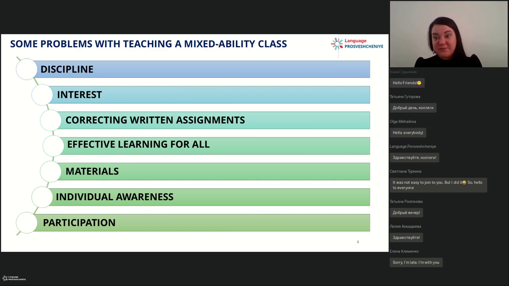And the last but not the least one, participation. When you feel you cannot activate all the students, you can only activate a few students. The more proficient, of course, ones, and the more confident ones. And these students, the most proficient and confident ones, they seem to respond actively to your questions. We want to engage all of them to provide effective learning for all, of course.